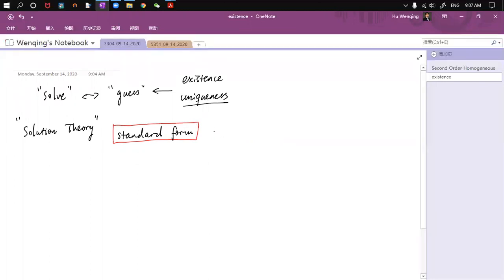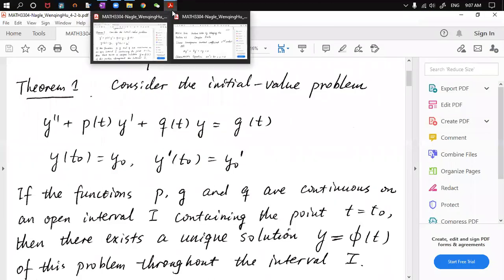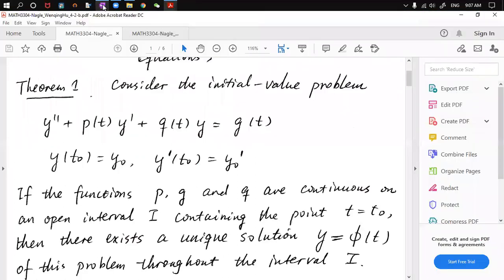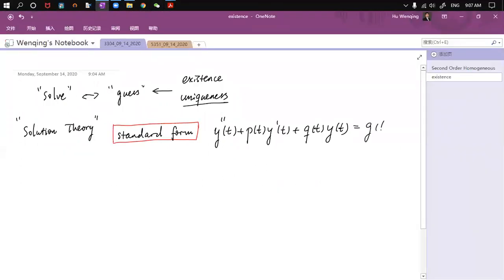Once it is in standard form, it must look like y double prime of t plus p of t times y prime of t plus q of t times y of t is equal to g of t, with the initial conditions y(0) equals y0. So this is going to be the standard form. Remember, the standard form has the coefficient 1 in front of the second derivative.